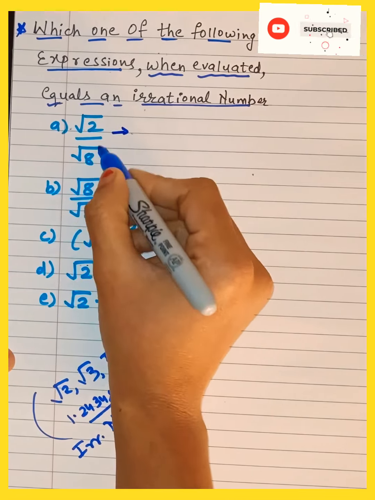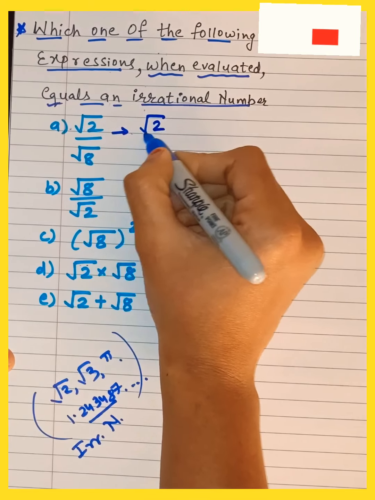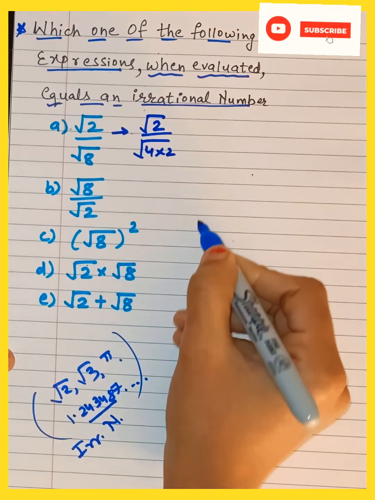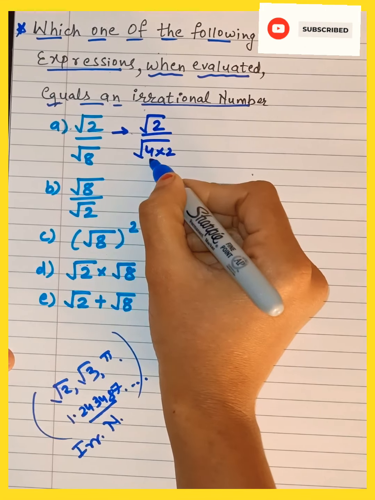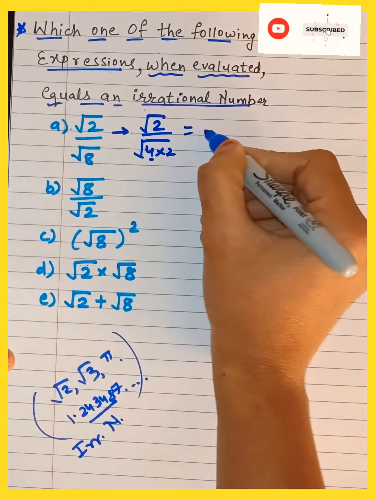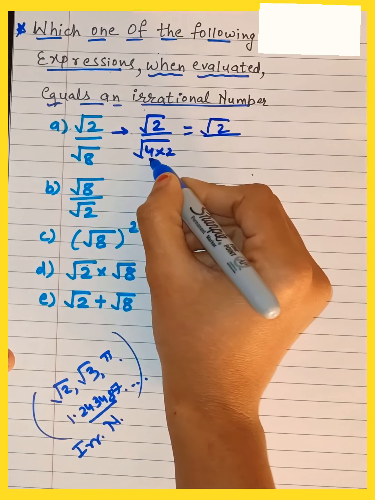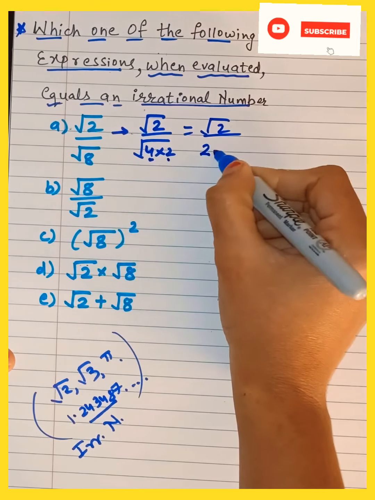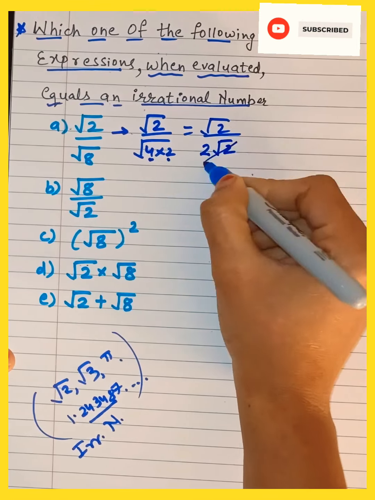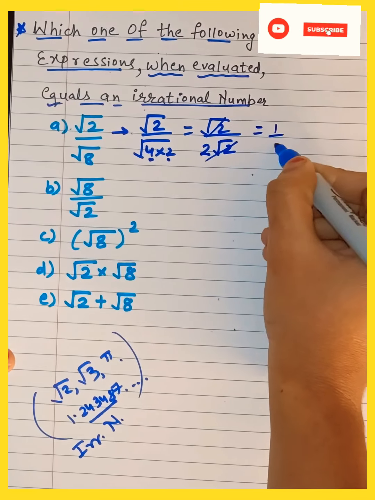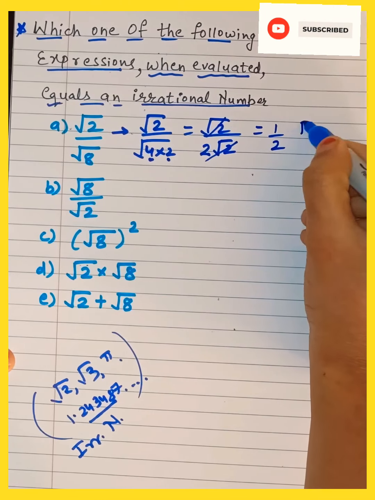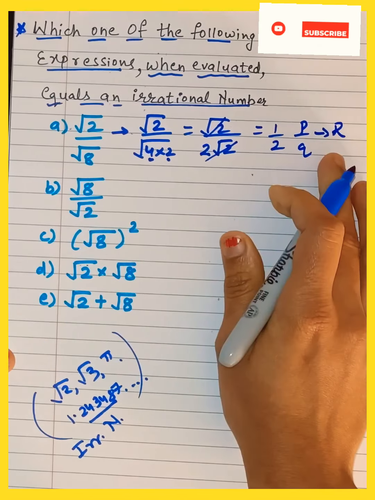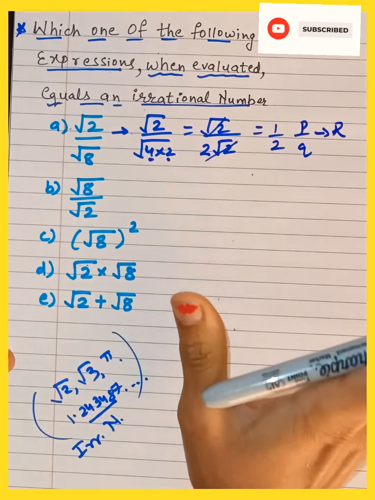If you solve this, root 8 can be written as root of 4 into 2. Now this 4 is a perfect square number, so you can take it outside the root. 4, when you take outside the root, becomes 2, and the 2 remains inside the root. So root 2 and root 2 cancel off, and you are getting 1 upon 2. Now this is in the form of p by q. This is a fraction, so this is a rational number. So obviously this is not the correct option.